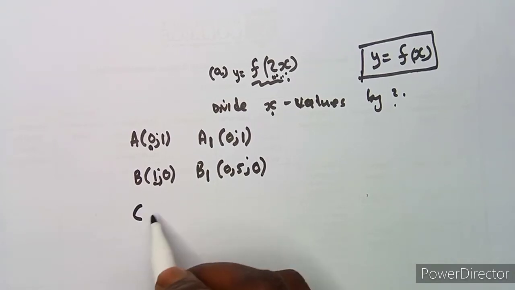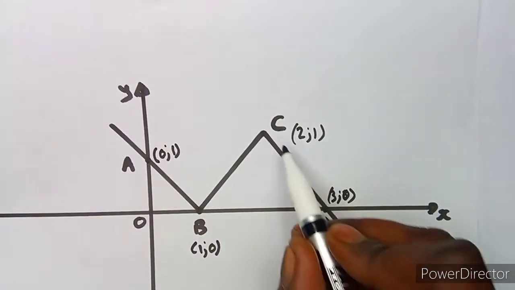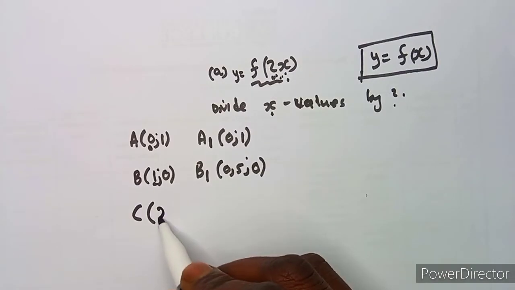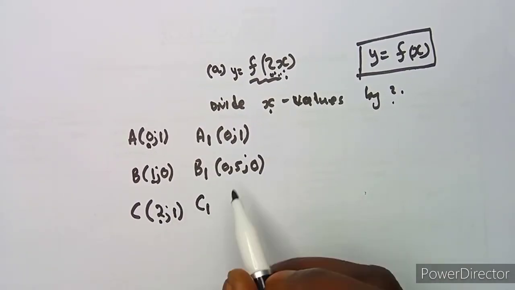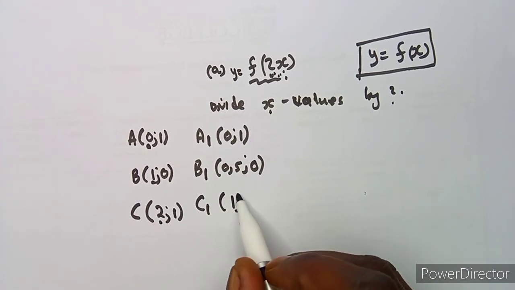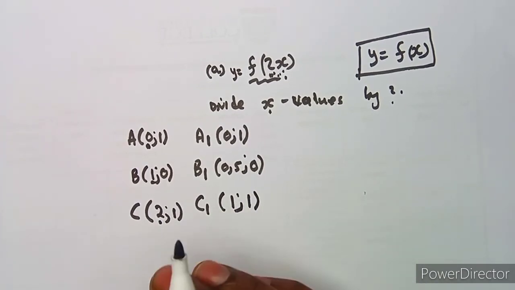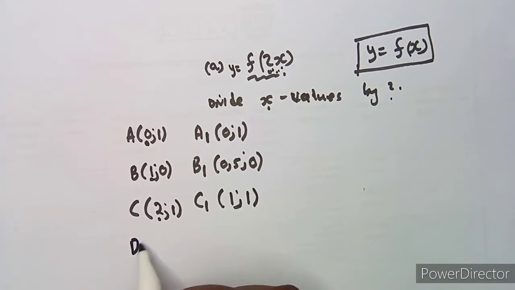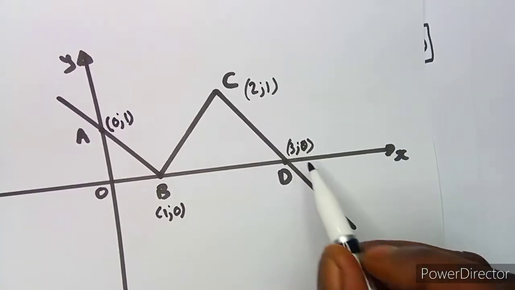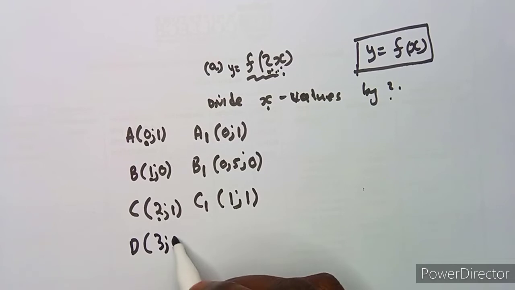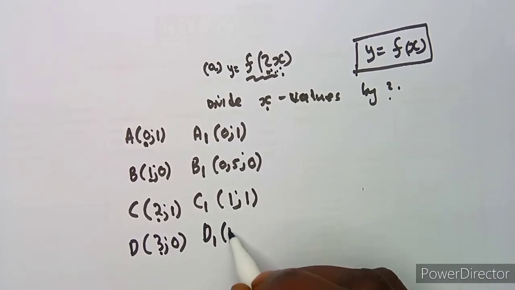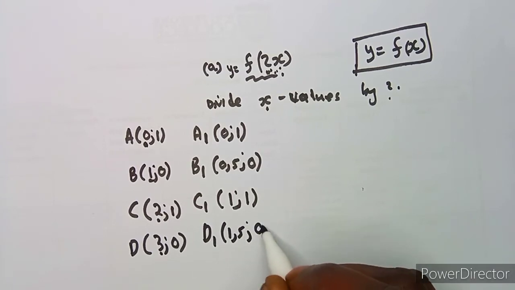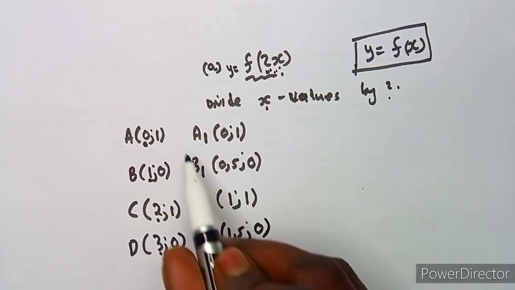All right, your point C, which is (2, 1). You divide the x coordinate by 2. That's 2 divided by 2, which is 1, so C1 is (1, 1). The y value does not change. You move on to D, which is (3, 0). You divide the x by 2, which means your D1, the image, is going to be (1.5, 0). The value of y, remember, does not change.